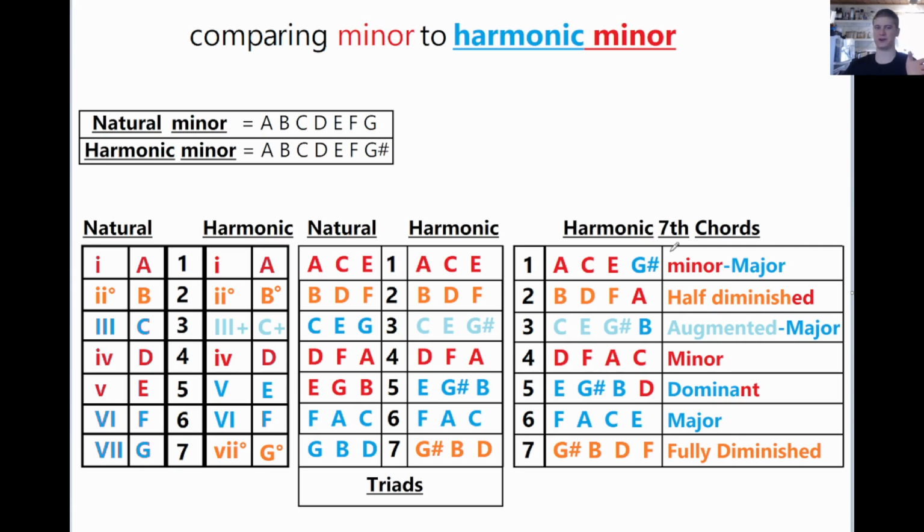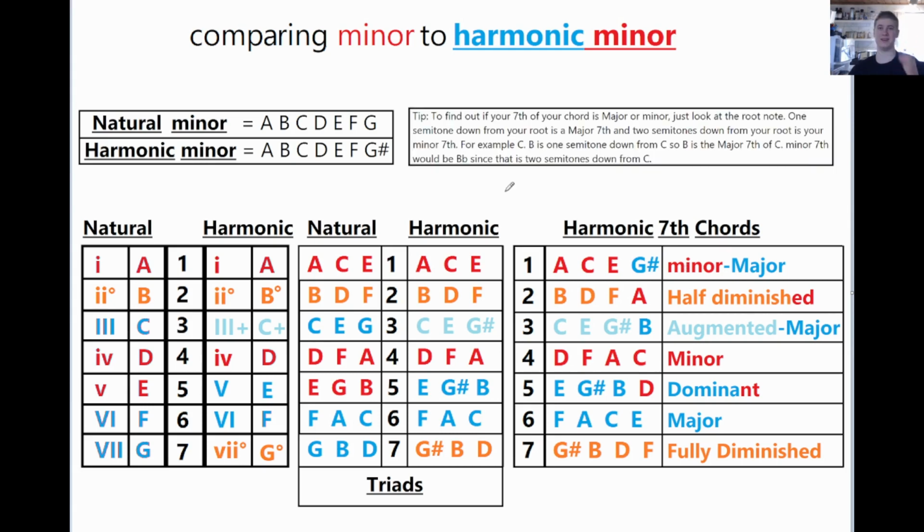So I don't have it listed here, but I'll also be comparing it to the natural minor as I go along. Next, here's a really good tip for finding out if the 7th of your chord is major or minor. This is really important because it helps you understand the quality of your 7th chord, whether it's major, minor, diminished, or whatever it is. The tip is to look at the 7th of your chord and see: is it 1 semitone away from your root or is it 2 semitones away from your root?